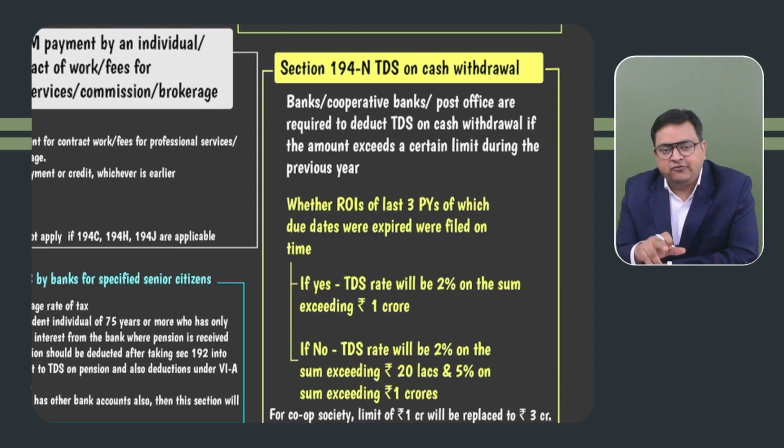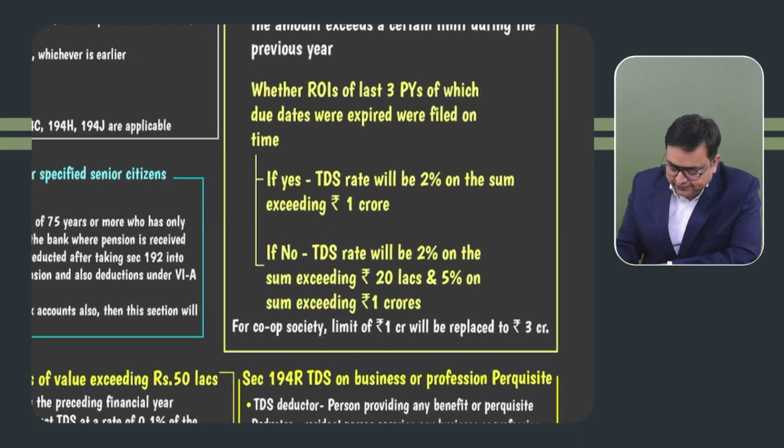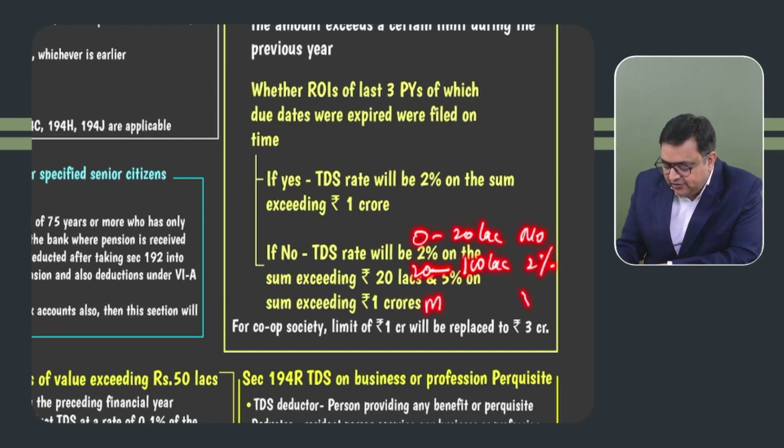But if the person is a non-filer, meaning the person is not submitting their return on time, then the TDS rate will be 2% beyond 20 lakh. So 0 to 20 lakh, there would be no TDS. 20 lakh to 1 crore, 2%, and above 1 crore would be 5%. Got it? So I can say 0 to 20 lakh, no TDS, and more than 20 lakh up to 100 lakh, that is 1 crore, the rate would be 2%, and more than 1 crore, more than 100 lakh, the rate of TDS would be 5%.